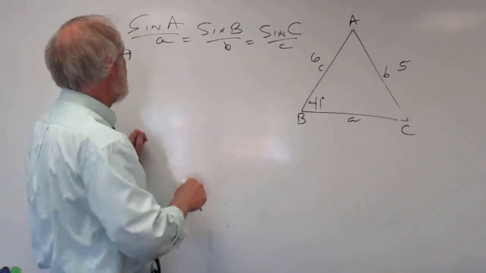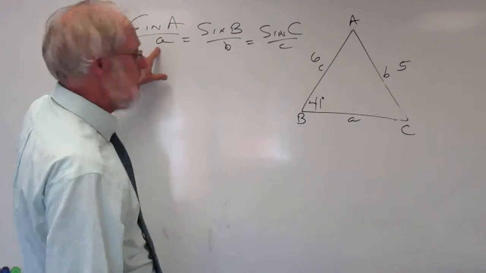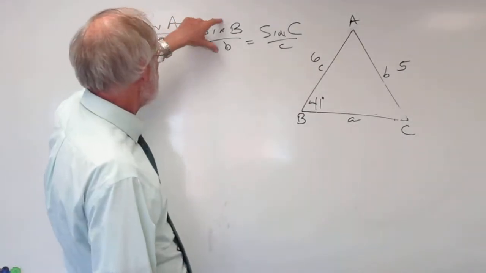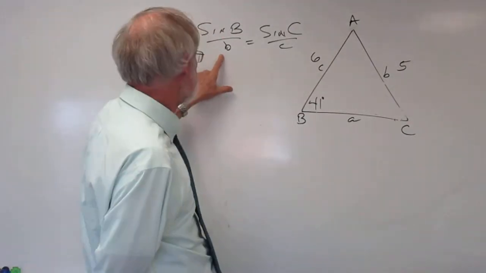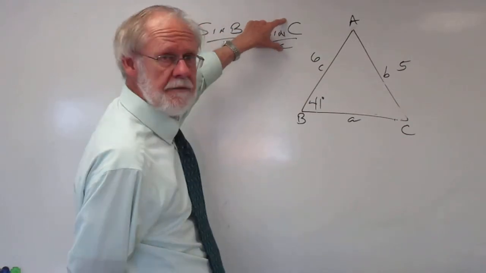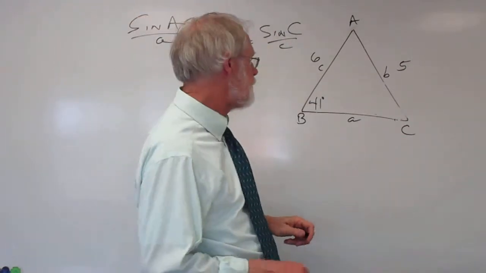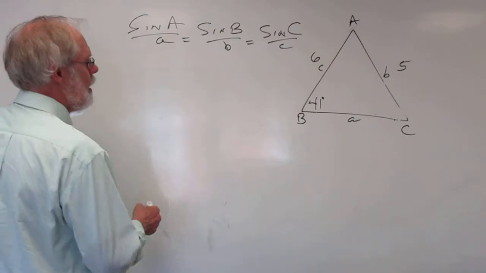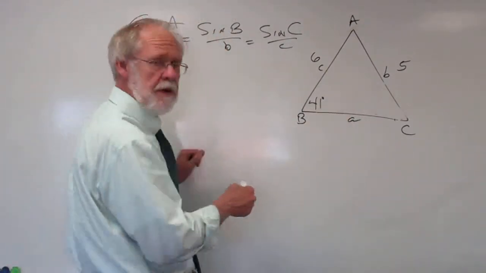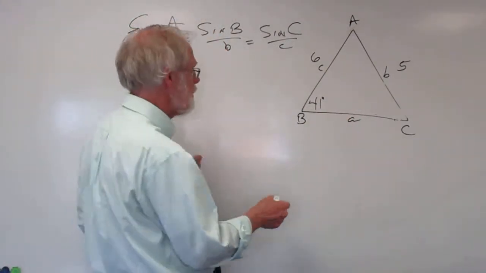I've written the law of sines up here. The sine of angle A over its opposite side A equals the sine of angle B over its opposite side B equals the sine of angle C over its opposite side C. Now, let's start filling in some numbers into this formula.